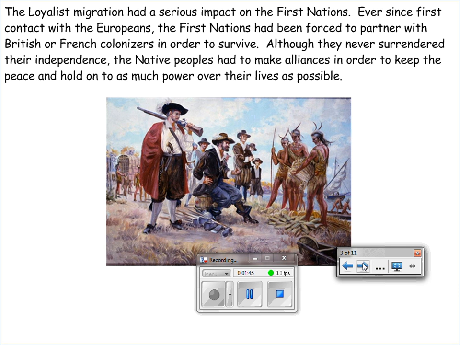The Loyalist migration had a serious impact on the First Nations. Ever since first contact with the Europeans, the First Nations had been forced to partner with British or French colonizers in order to survive. Although they never surrendered their independence, the native peoples had to make alliances in order to keep up the peace and hold on to as much power over their lives as possible.